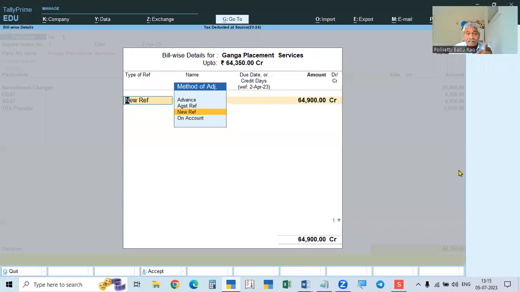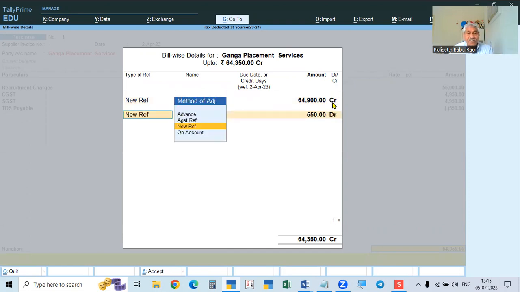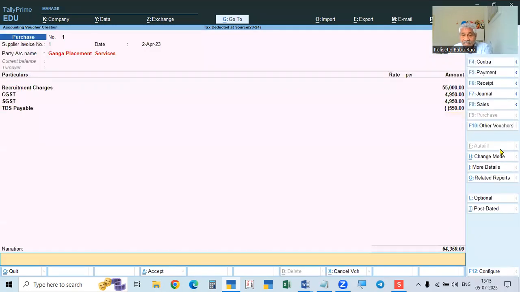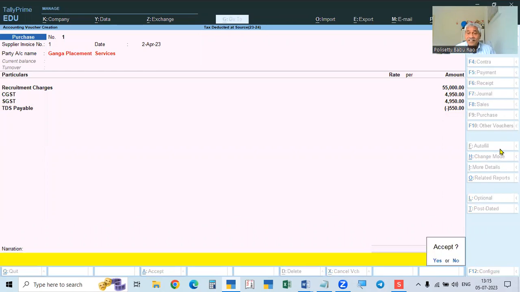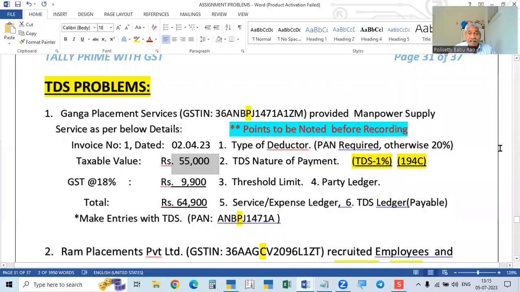from the total, if you go to the new reference, it is 1. See, it will show the total amount. Total amount of the bill, 64,900 rupees, credit to the person. And then come to the next line. Again, it will show new reference. Again, the same number. So go to the end of that, right? TDS. Because this TDS deduct is 550, it is deducted. It is showing debit. Credit this much, debit this much, and the balance is 64,350. So the balance it is showing, see, 64,350. So this is accepted. So this is the first one.